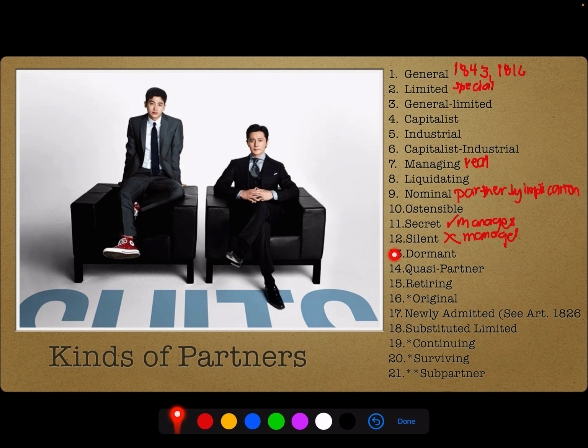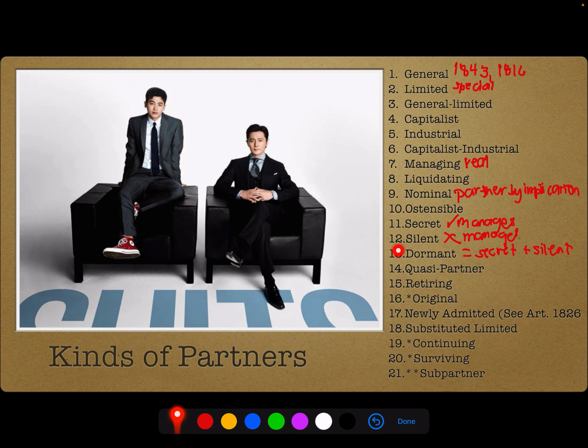Okay. A dormant partner is one who does not participate in the management and is not known. So a dormant partner, if you put it into a mathematical equation, is a secret and a silent partner. Dormant partner is also called a sleeping partner. So a dormant partner may retire without notice to third persons, because his interest in joining would only be in the sharing of the profits.